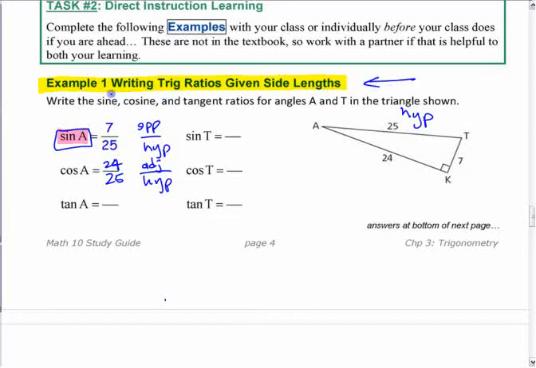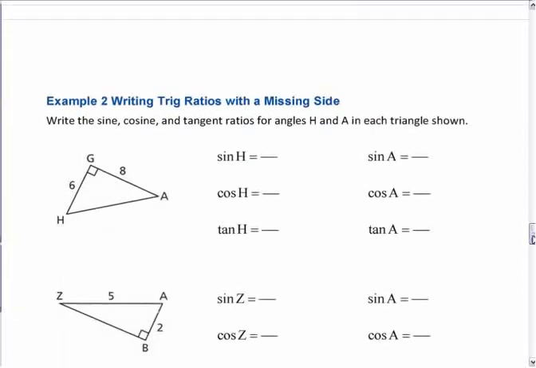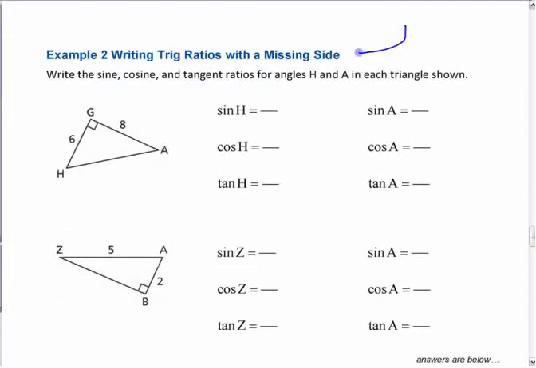So this is writing trig ratios given the side lengths. And then you read the title of the next example. Before you even look at the question, writing trig ratios with a missing side, how do you think the picture is going to look different? I know you can see the picture now, but how is the picture different? Yeah, it's got a missing side, right? This one you don't know. In this picture, this one you don't know.